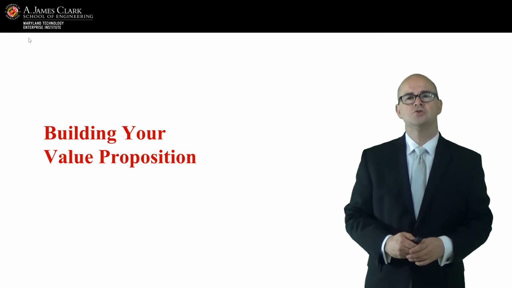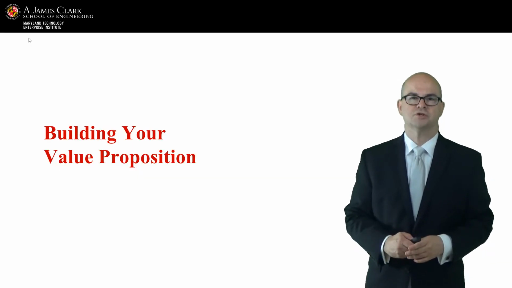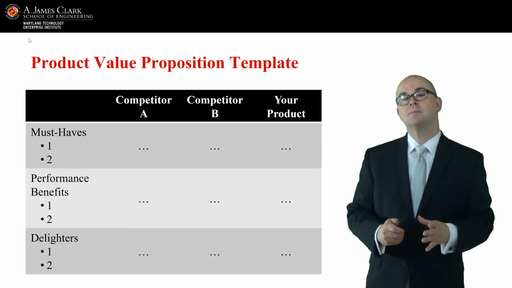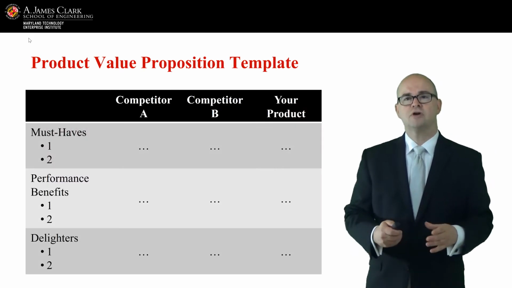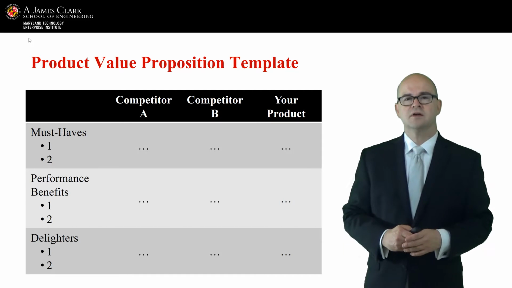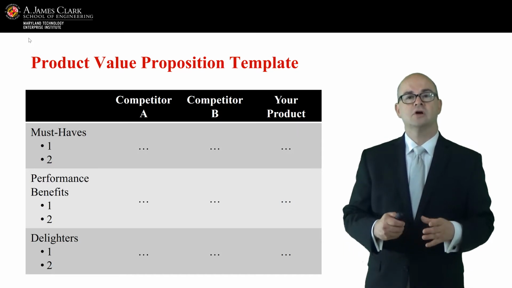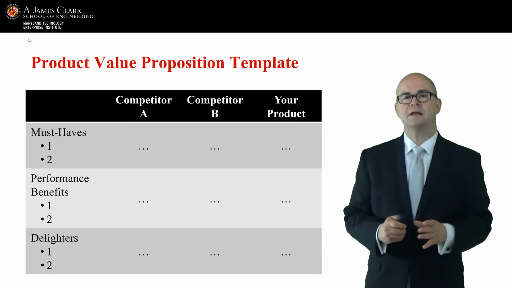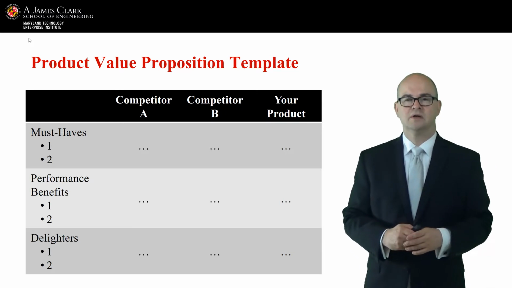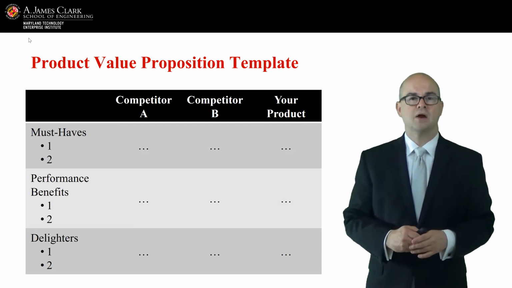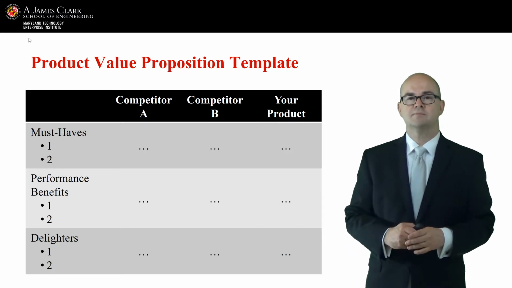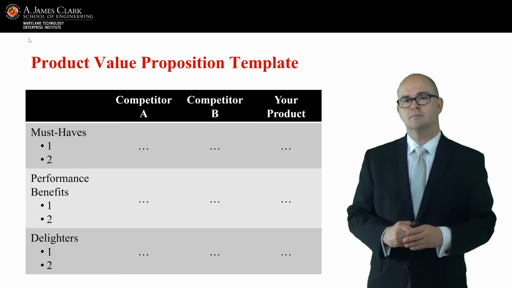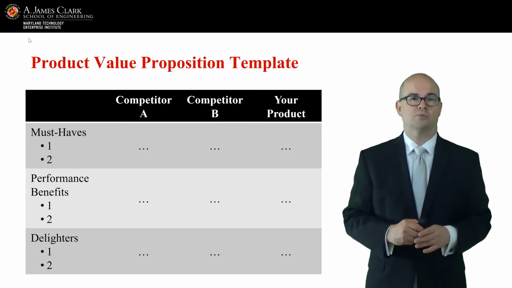So how exactly do you go about building your value proposition? Well, we've introduced this template before. As a refresher, the design here is that in the header of each column, you would list your leading competitors, not at the company level, but more so at the product level. So what is your leading competing product number 1, your leading competing product number 2, and so forth. And then reserve a column, generally to the far right, for your product.